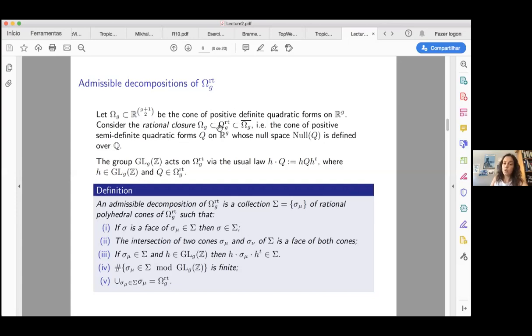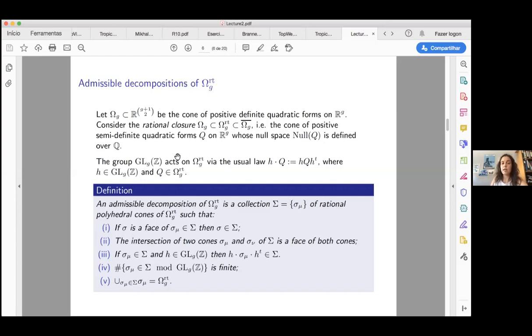So Omega G rational, which we will use a lot until the end of the talk, is obtained in the closure of Omega G, the cone of positive definite quadratic forms. So the elements in our space are going to be positive semi-definite quadratic forms with null space defined over the rationals. So this is our space. This is where we are going to work today.